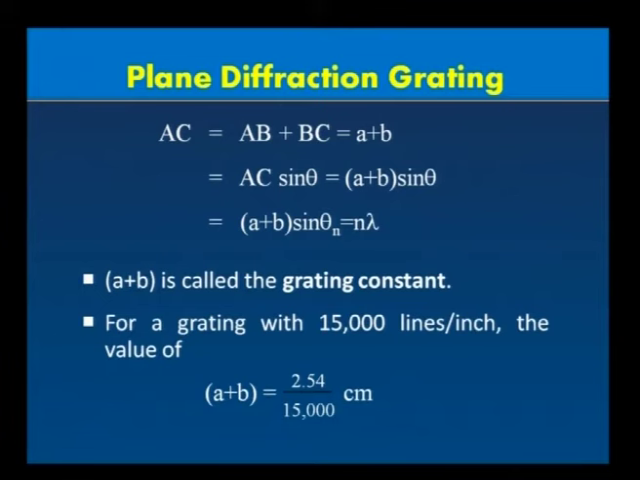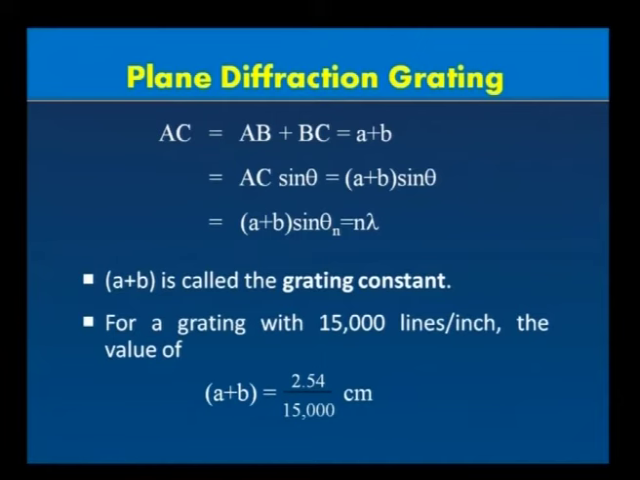For a grating which is usually used in the laboratory, as I told you some time back, there will be 15,000 lines per inch, 15,000 LPI. Therefore, for a grating having 15,000 openings, A plus B is 2.54 centimeter, since an inch is 2.54 centimeter, divided by 15,000. That will give you A plus B, the width of the ruling plus the width of the spacing. That is your grating constant.